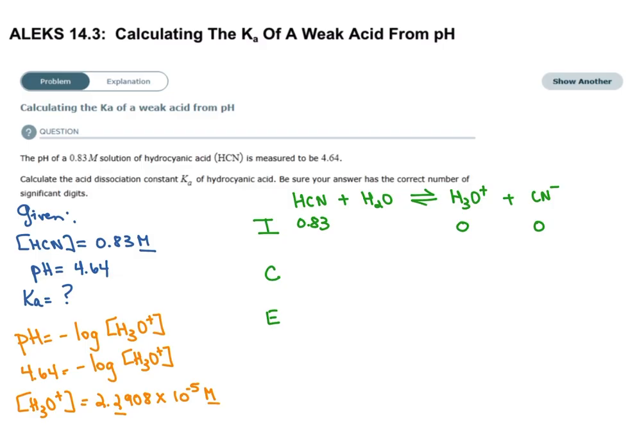For our change, it's always going to be plus or minus the coefficient times x. So for the reactant side, let's go ahead and stick with minus x. And for the product side, let's go ahead and stick with plus x. Since there's an invisible 1 in front of HCN, our change would be minus x. And there's an invisible 1 for H3O+, so this would be plus x. And an invisible 1 for CN-, so this would be plus x. For equilibrium, we just add up initial plus change.